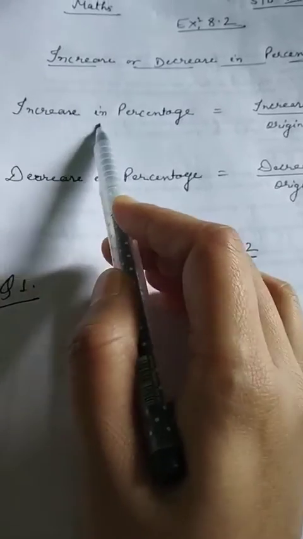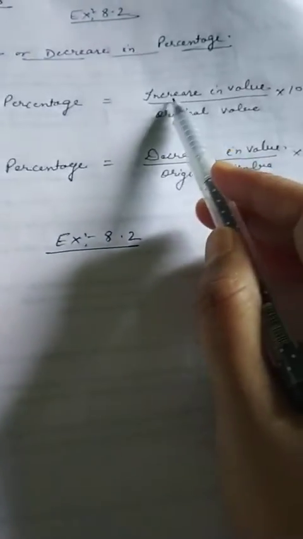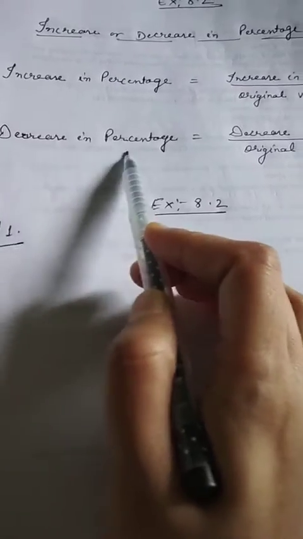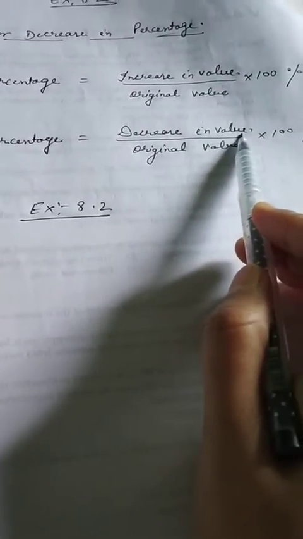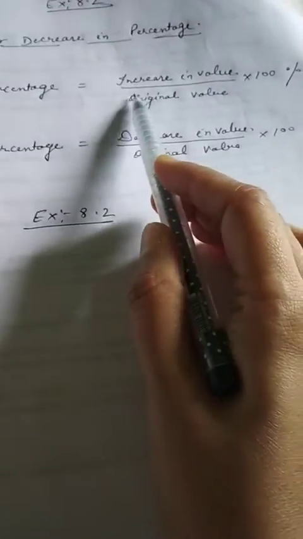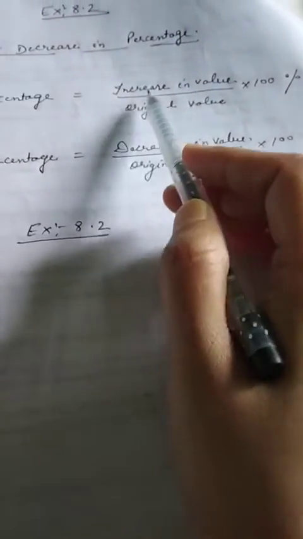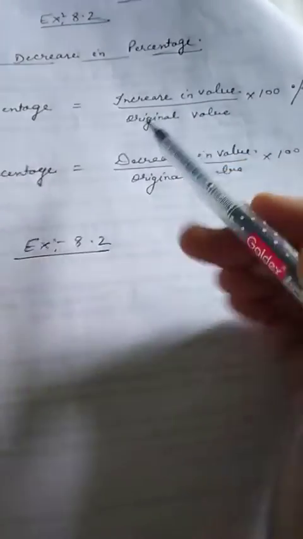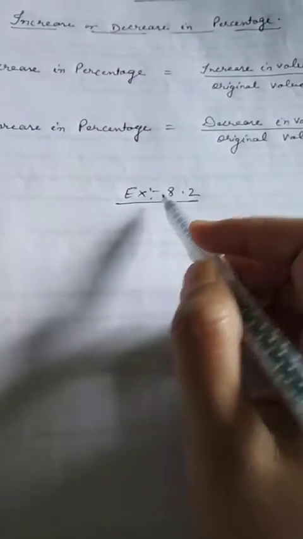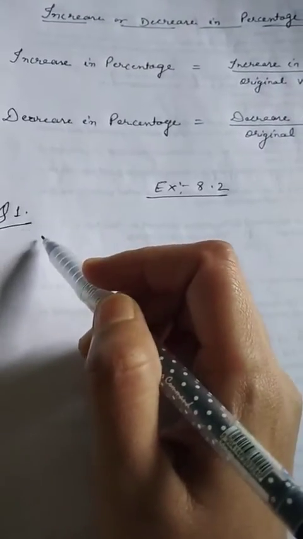You can see here, increase in percentage is equal to increase in value by original value into 100%. Similarly, decrease in percentage is equal to decrease in value by original value into 100%. Original value will always be in the denominator, and whatever value increased or decreased, we write it in the numerator. You will understand it better through the word problems in exercise 8.2.